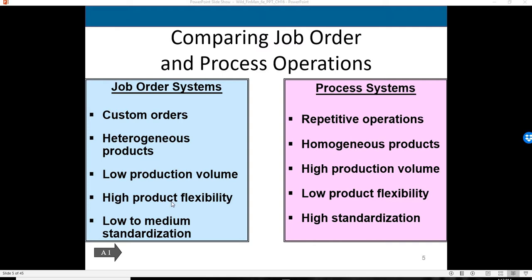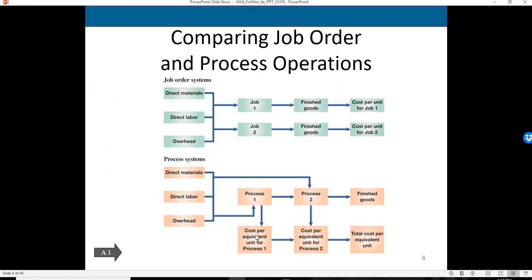So here's a quick look at how the flow goes. If you have a job order or job costing system, you have your direct materials, your direct labor, and your overhead, and as you have the job, you apply them to the job. That job goes to finished goods, and then you have the cost for each job. Process costing is not looking at things unit by unit or job by job. You're looking at more of a process.